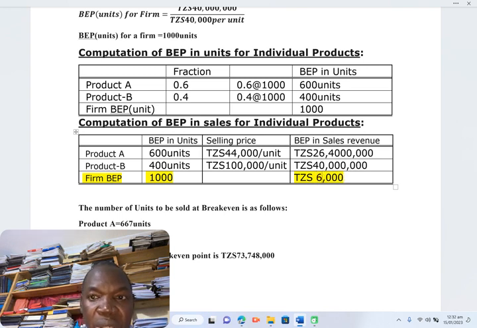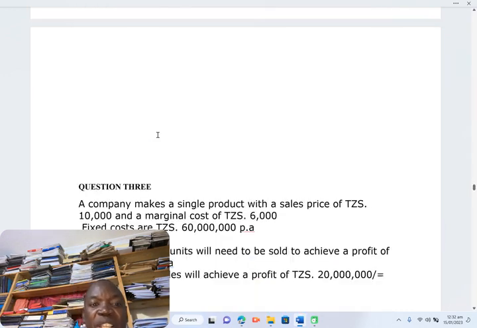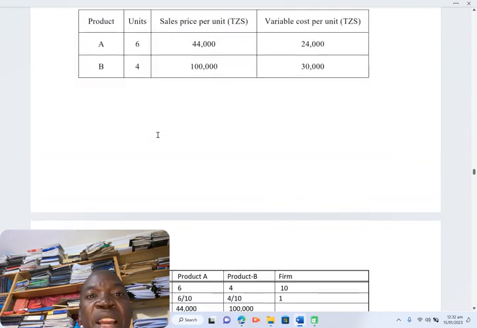So we have resolved. This is 600 and this is 400. Therefore, the given point here is 66. So that is in line with our demarcation. So we have done.